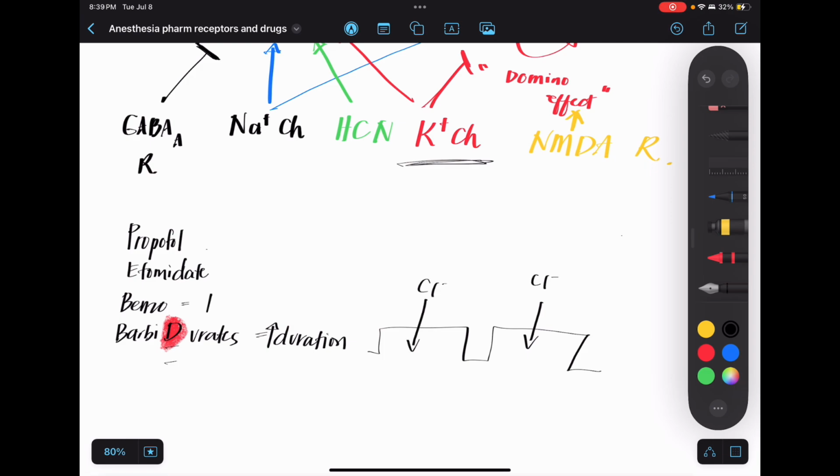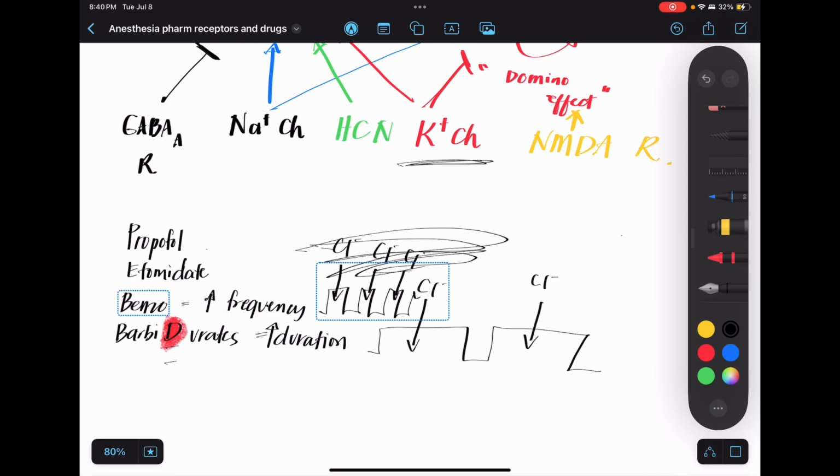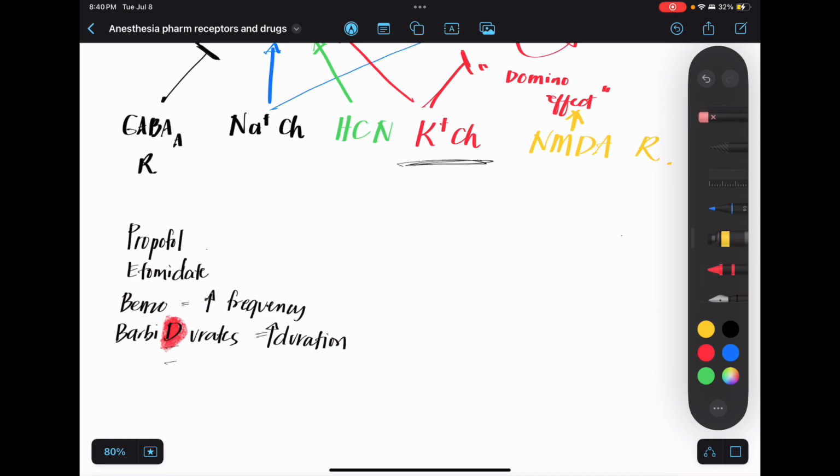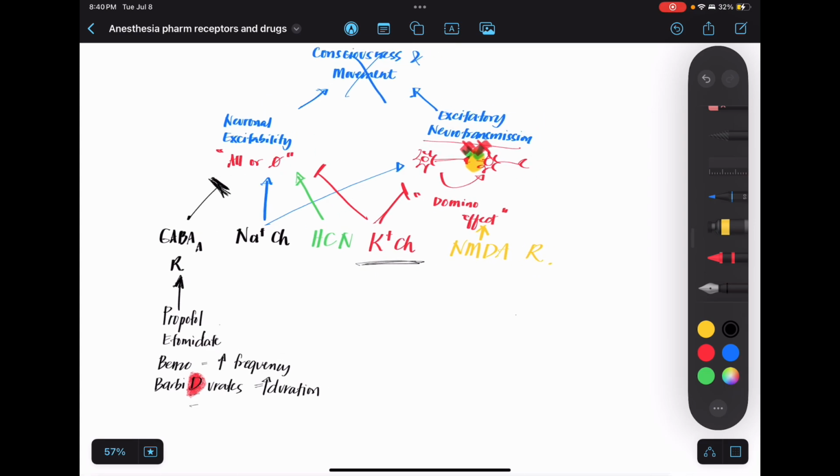Benzo does it by increasing the frequency of the channel opening. So like this, more chances for the chloride to go in. So that's the difference between the benzo and the barbiturates. And so we know that all of these anesthetic agents work by stimulating GABA A, and when you stimulate GABA A, it is an inhibitory receptor, so it inhibits neuronal excitability.